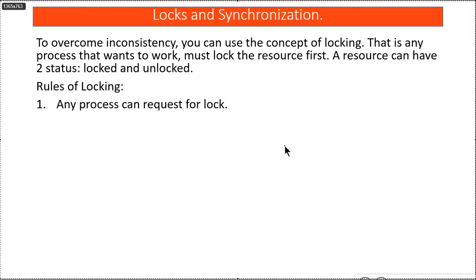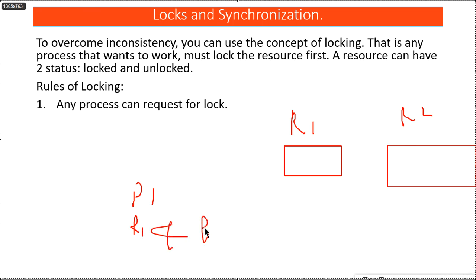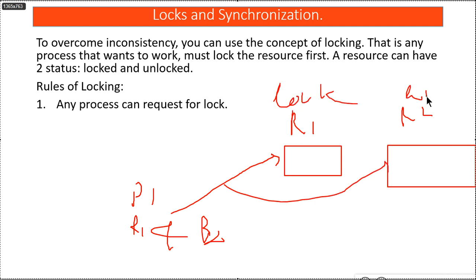So let's say this is my resource R1 and this is my resource R2. Thread P1 wants to execute. It needs R1 and R2. It must apply the lock to both these resources. So it should lock R1 and it should lock R2. Only then can it continue with its execution. This is a simple concept of locks.